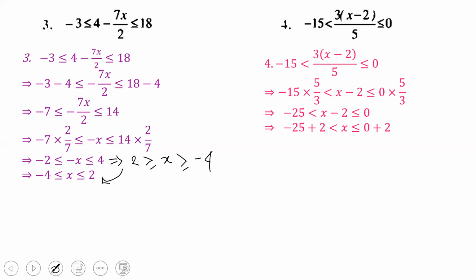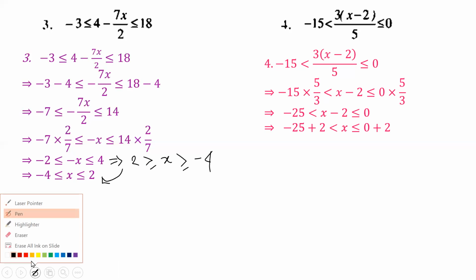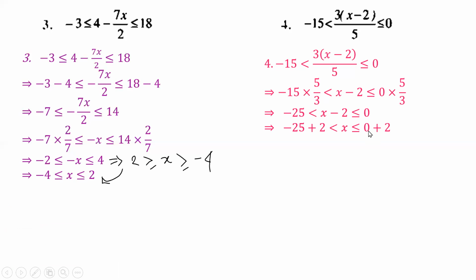That is for this whole inequality. So you will find minus 25 plus 2, and for this middle part, x minus 2 plus 2. So minus 2 plus 2 cancel, and the only remaining portion is x, and less than or equal to 0 plus 2. So ultimately, minus 23 less than x less than or equal to 2. This is the solution region for this inequality. Just as you simplify the equation, the same process you need to follow to simplify inequalities also.